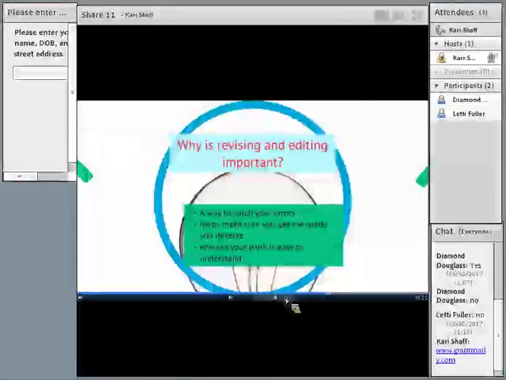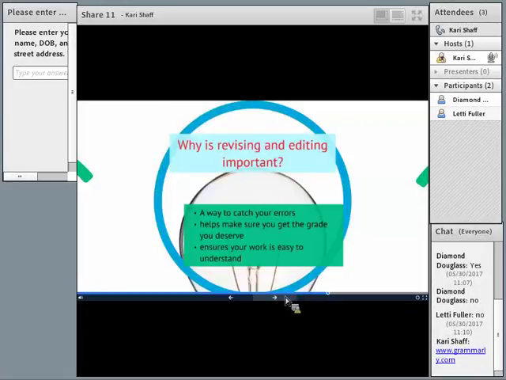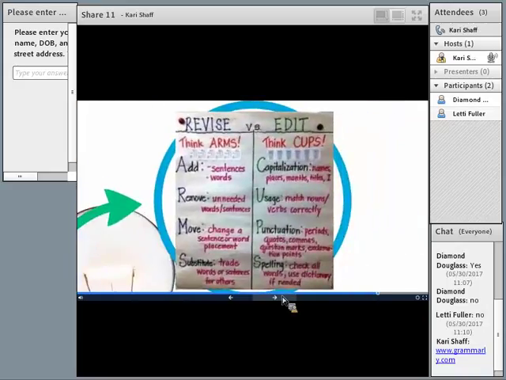So why are both of them important? Well, it's one way to catch your errors. If you're revising, you might catch some editing errors, and if you're editing, you might catch some revision errors. Oh, we like this. This is called ARMS and CUPS, and that's what we're going to talk about. ARMS is for revising: add, remove, move, and substitute. This is something that is a digital poster that a student did. And then we've got CUPS: capitalization, usage, punctuation, and spelling. So make sure you have your verb and subject agreements, etc.